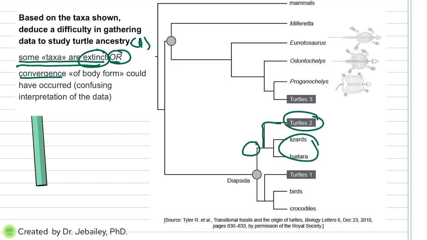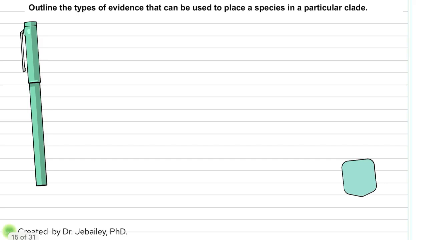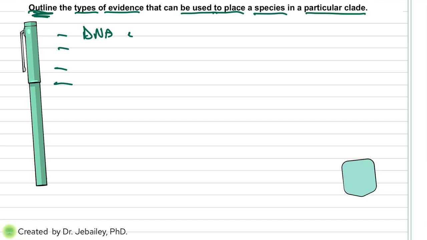Moving on, it says outline, and outline is basically, again, bullet points, types of evidence that can be used to place the species in a particular clade. This goes back to the information. The evidence we have is DNA as well as amino acids. And then, of course, we have to look at their structures, such as the fossils. We can also look at their fossils and see the way their structure is in order to place them. And, of course, we have to look for a common ancestor.